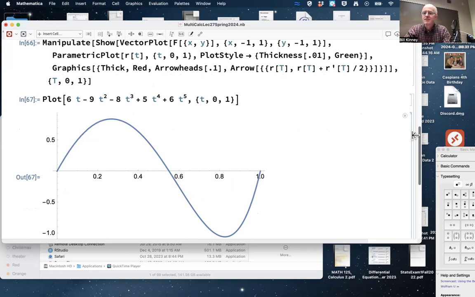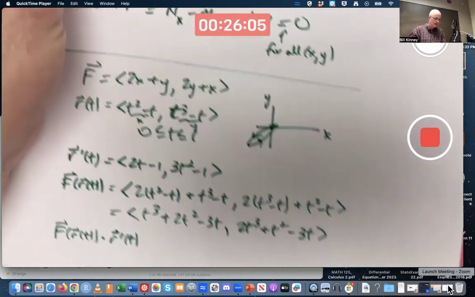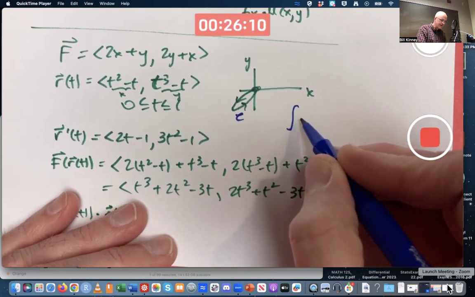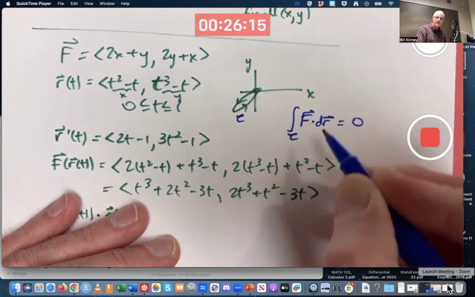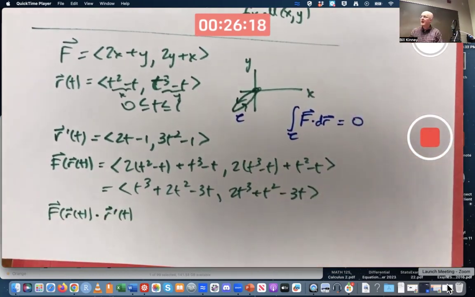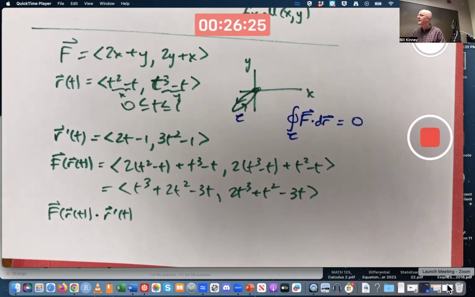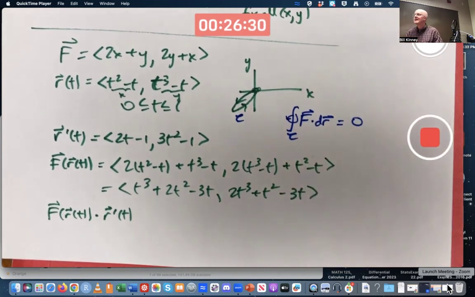The circulation around the curve, which is defined to be the line integral of f around the curve, is 0. I should have said, to emphasize this is a closed curve coming back to where you started. Sometimes you put a little circle there. I also like to put an arrow on that circle, to indicate the direction that the curve goes, in this case, counterclockwise.